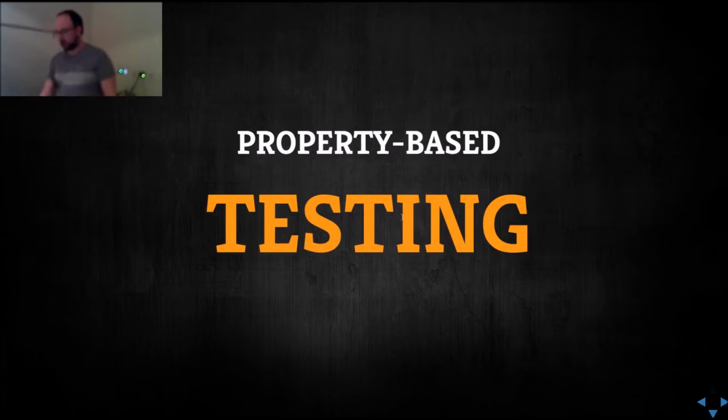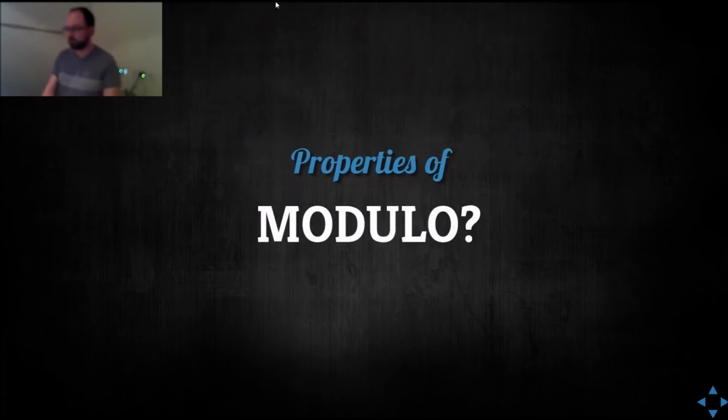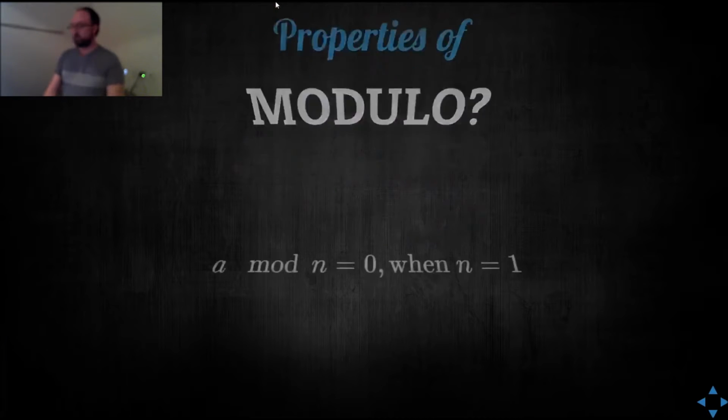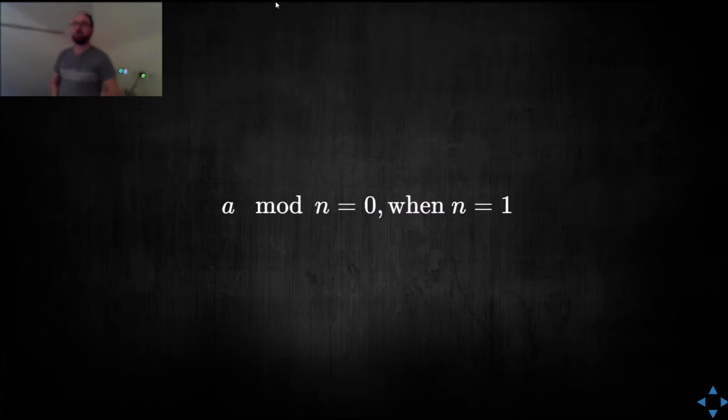Okay, so we're going to look at this from a property-based perspective. So let's try to think of some properties of modulo. Here's the first one I thought of. A mod n will equal 0 whenever n is 1. So all we're saying is you have a number, you divide it by 1, what's the remainder? 0. So that's always true. That's a property we can test and check if it's always going to hold true.